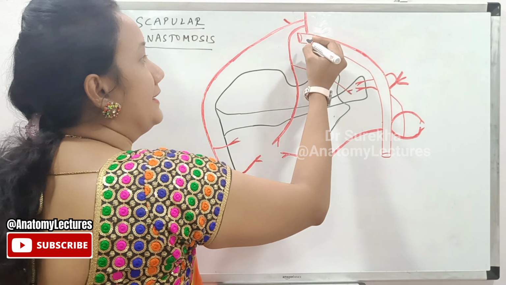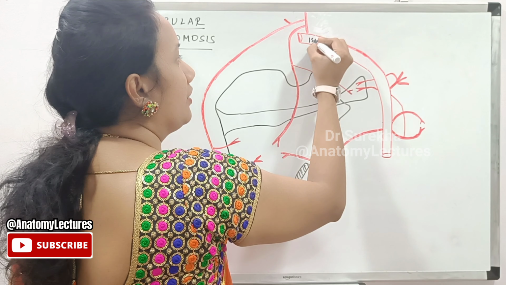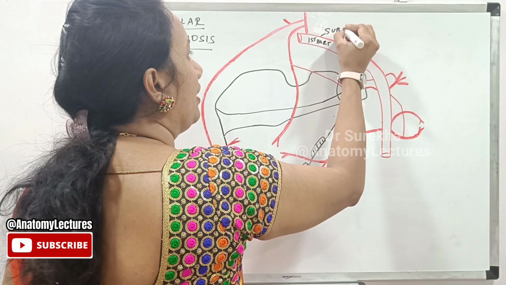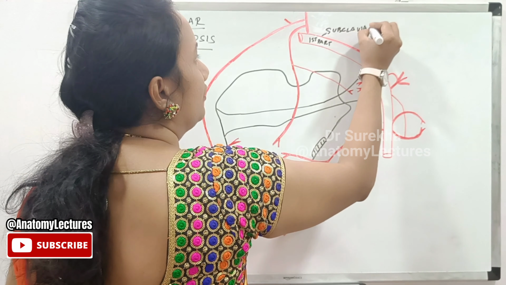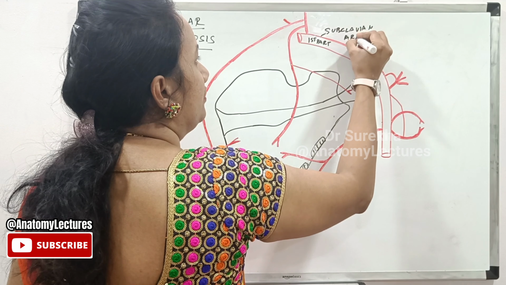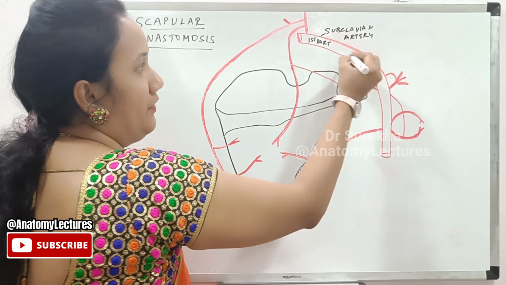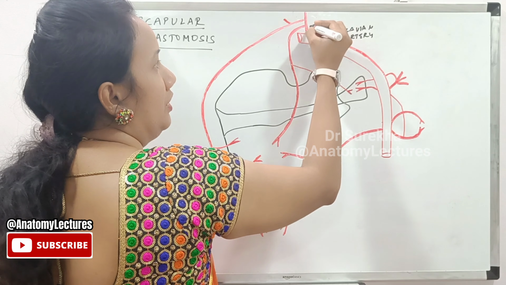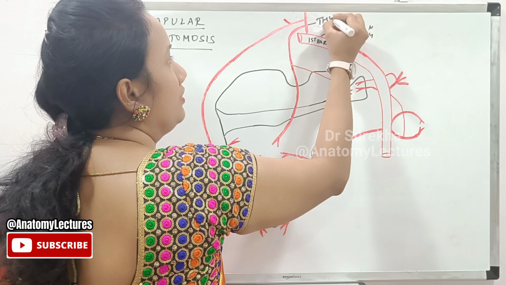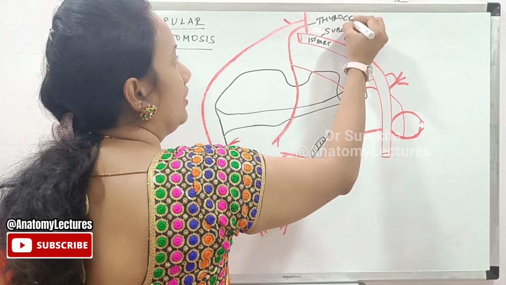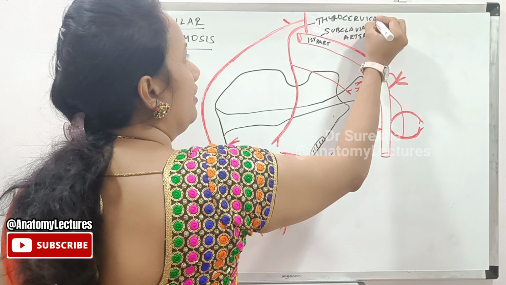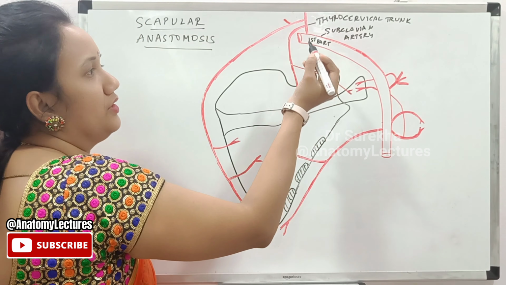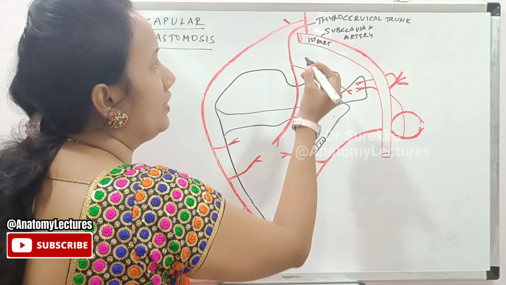Okay. So this is the first part of subclavian artery. Subclavian artery has got three parts. So this is the first part of subclavian artery, and this is giving off one branch which is called the thyrocervical trunk. So thyrocervical trunk is one of the branches of the first part of the subclavian artery.